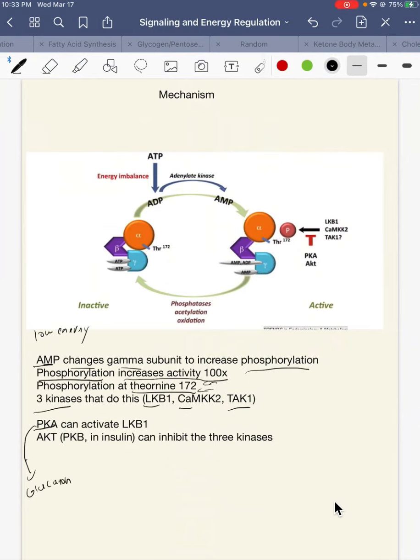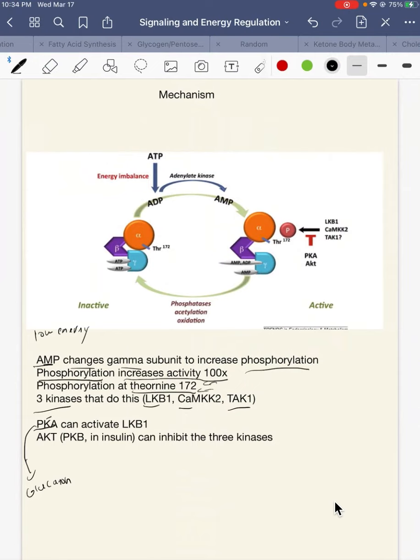Do we want to activate something that eventually leads to AMPK being activated in terms of glucagon? Okay, well, glucagon is released when we have a low energy state, when we want to break down glycogen, break down fatty acids, or do gluconeogenesis in the liver. And AMPK is very similar, right? AMPK is activated in low energy.